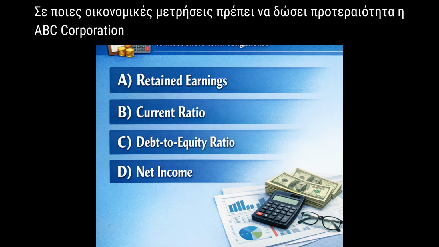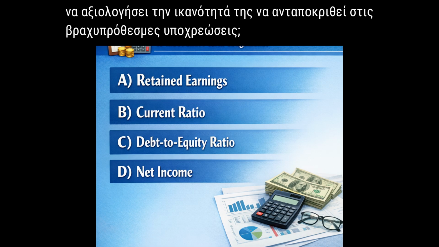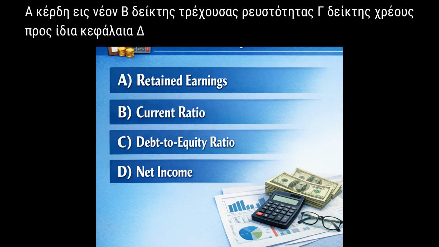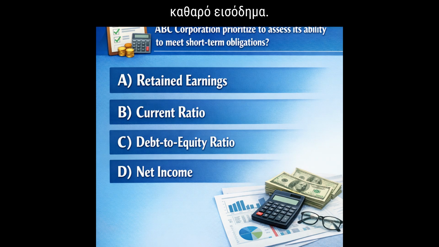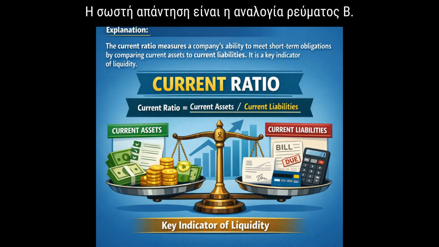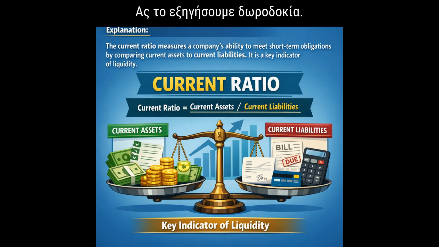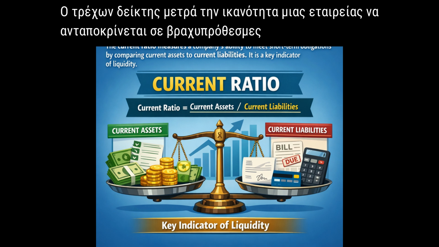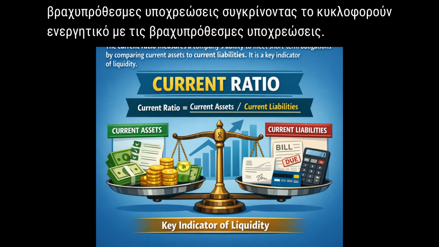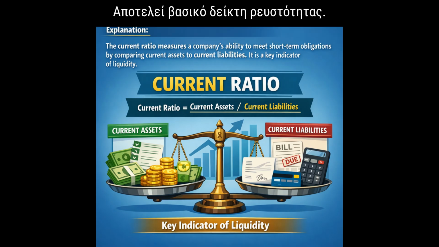What financial metric should ABC Corporation prioritize to assess its ability to meet short-term obligations? A, retained earnings; B, current ratio; C, debt to equity ratio; D, net income. The correct answer is B, current ratio. Let's explain it briefly. The current ratio measures a company's ability to meet short-term obligations by comparing current assets to current liabilities. It is a key indicator of liquidity.